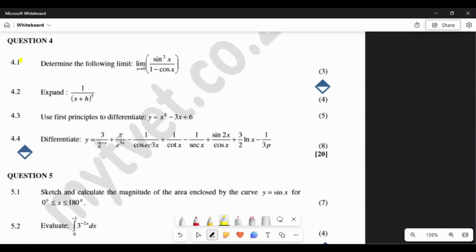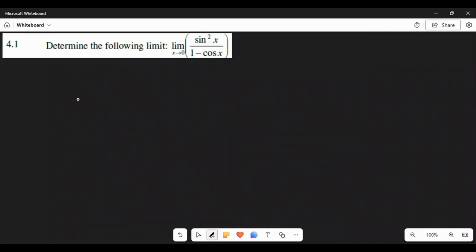Now let's start with 4.1. What is it that they want us to do here? As you can see, they want us to determine the following limit. As you can see, these are more trigonometric ratios on this limit. So I will copy this question and then paste it somewhere with space so that we are able to do this. All right guys, as you can see, this is 4.1.